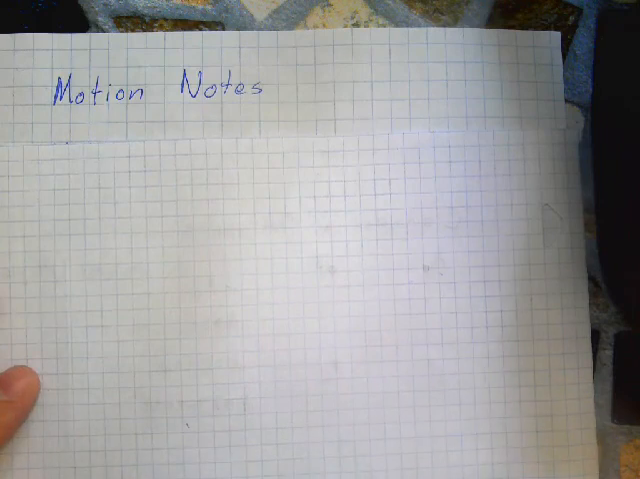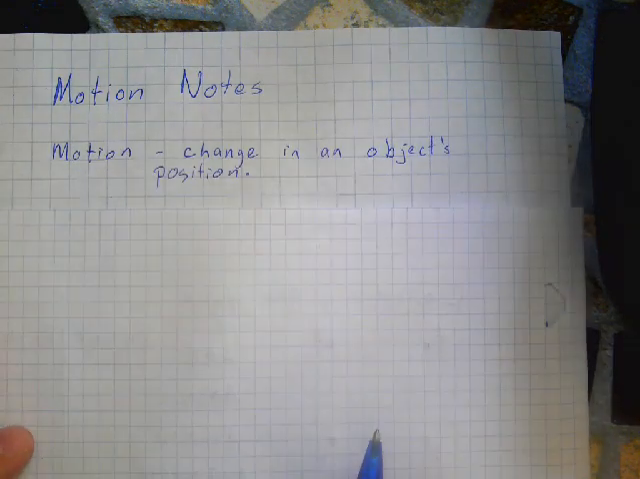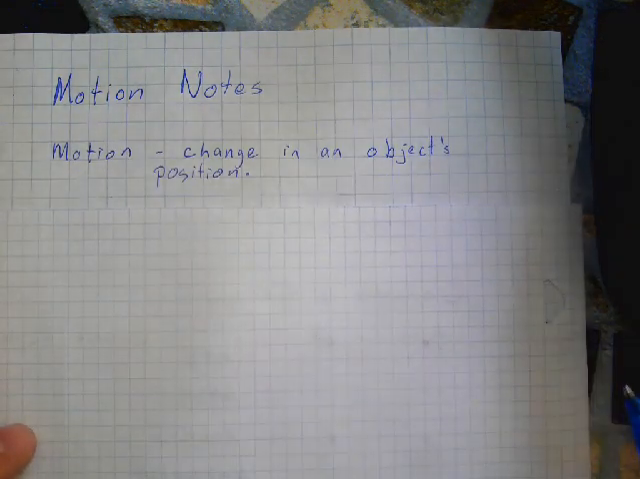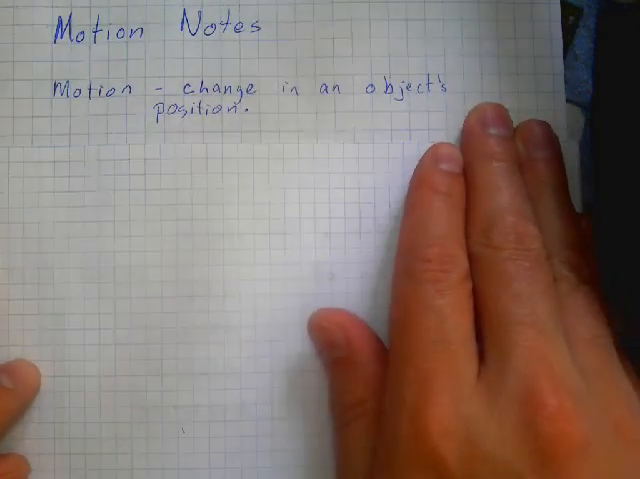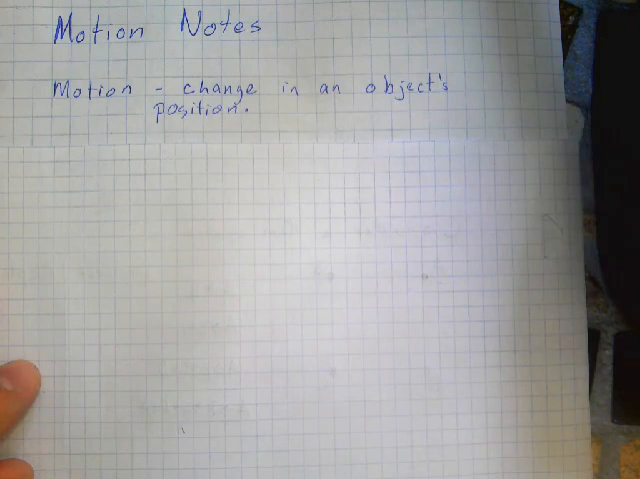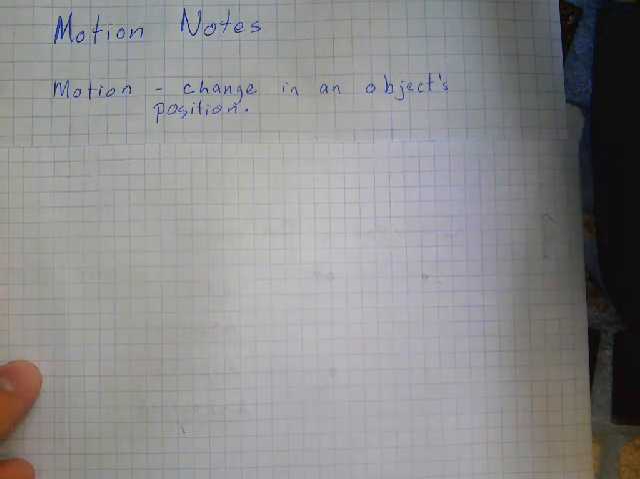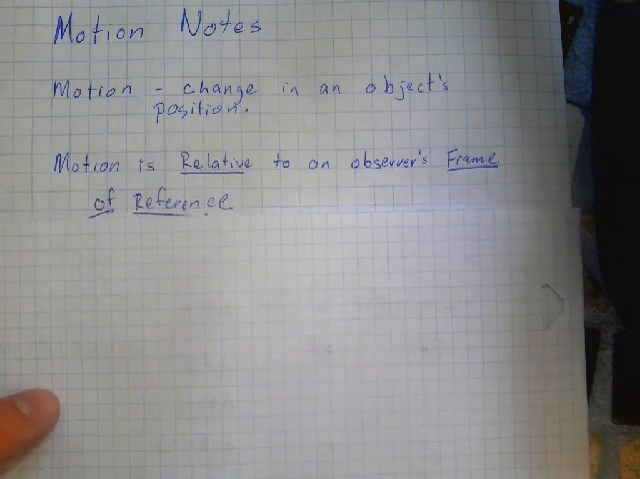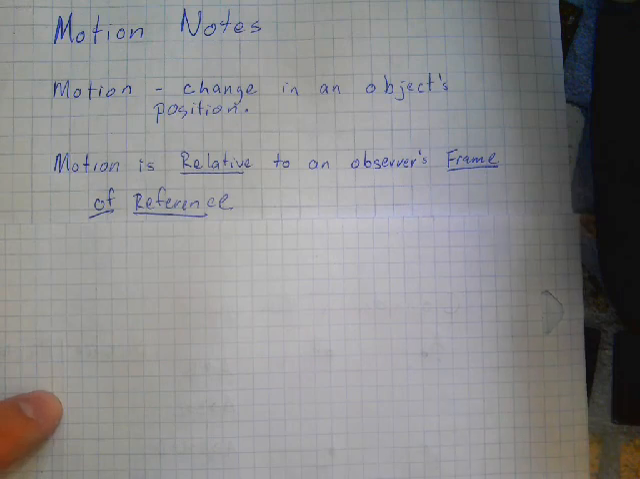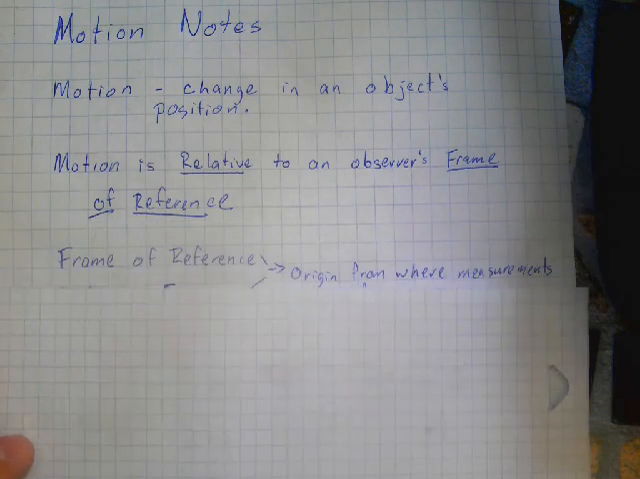So when we're discussing motion, it's any change in an object's position. That's pretty obvious. You can't move unless you change where you're at, right? You can't not change where you're at and still be considered moving. That would be weird. So when we talk about motion, we say that motion is relative to an observer's frame of reference. So, real quick, let's talk about what a frame of reference is.